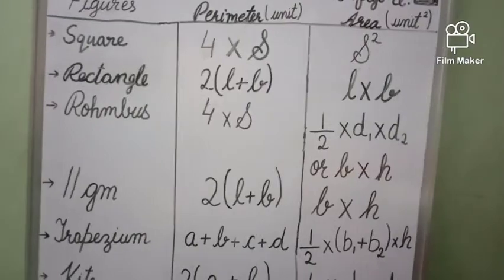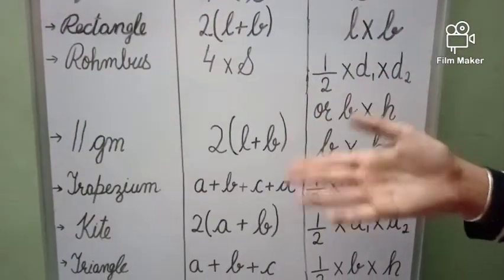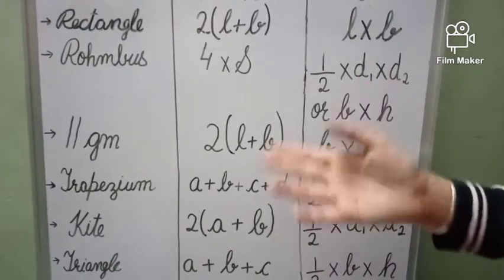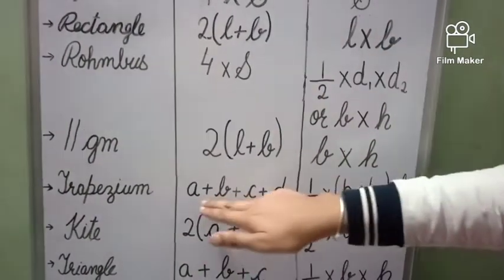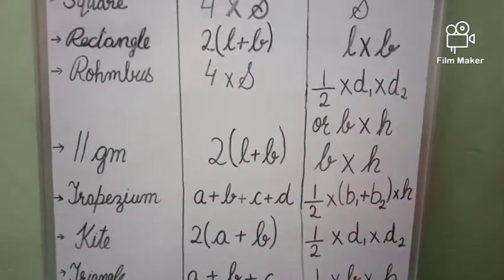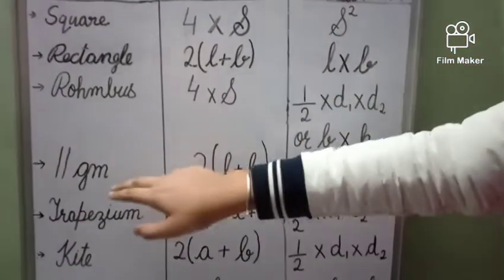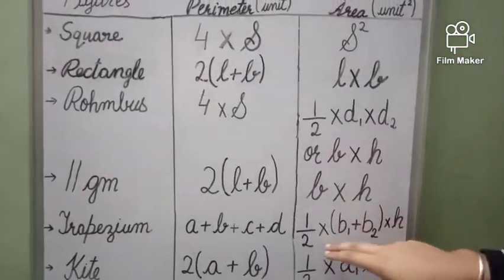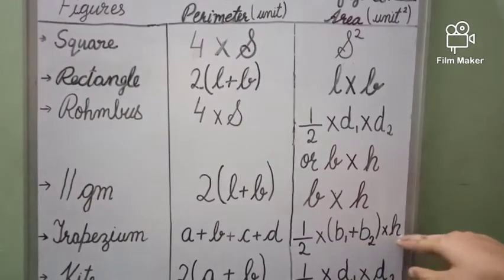So our next figure is a trapezium. The formula to find the perimeter of a trapezium is very easy. Simply add all the sides of the trapezium, which is A plus B plus C plus D. And the formula to find the area of a trapezium is 1 upon 2 into (B1 plus B2) into H.